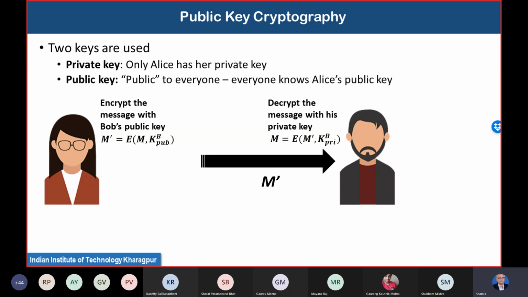And also it needs to be understood that Bob's public key is known to everybody in this world, including Alice. So there is nothing that is hidden about the public key.